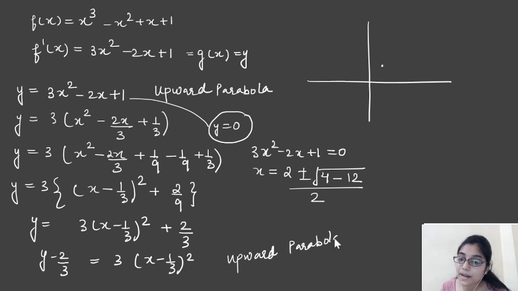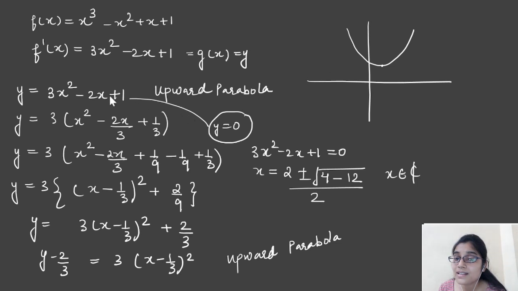This is an upward parabola. So obviously its shape should be like this. And its shape should be like this. And this is giving you x as an imaginary value. So what does it mean? It means that this parabola is not intersecting your x-axis anywhere, and it is an upward parabola.